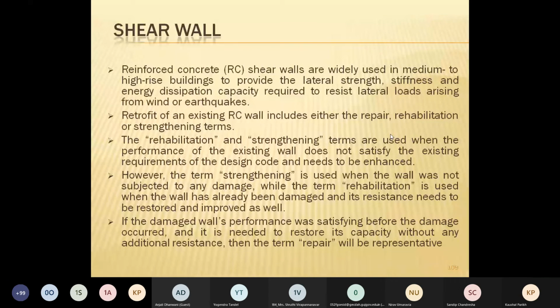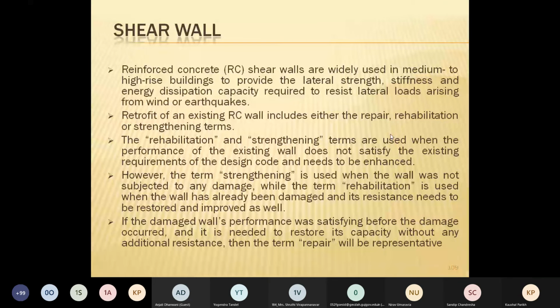So the shear wall is nothing but a reinforced concrete wall, which is widely used in high-rise buildings to provide the lateral strength, stiffness, and energy dissipation capacity required to resist the lateral loads arising from wind or earthquake. It is also important to retrofit an existing RC wall, which includes repair, rehabilitation, and strengthening.